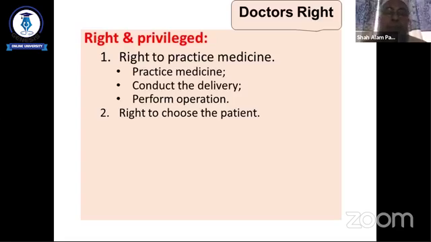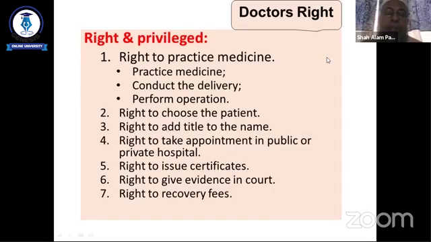He has the right to choose the patient. He has the right to add a title to his name. Doctors have the right to take appointments in public as well as private hospitals, the right to issue certificates, and the right to give evidence in a court of law as an expert witness.